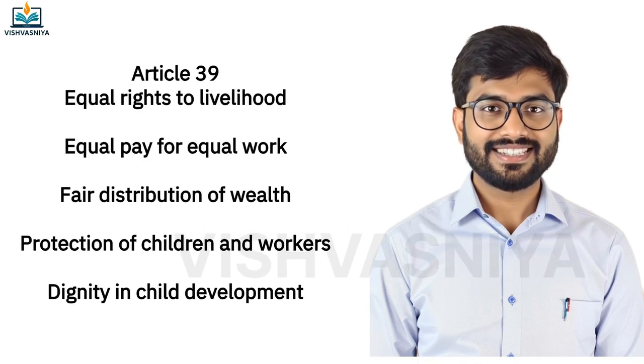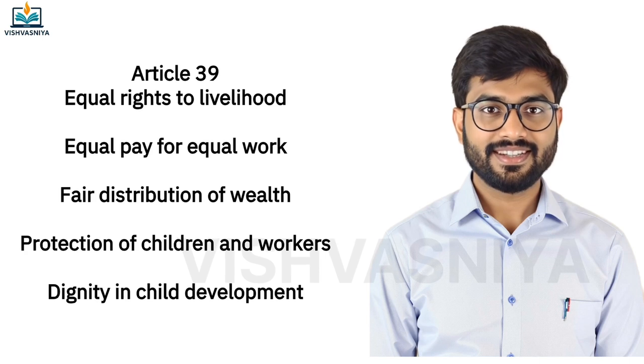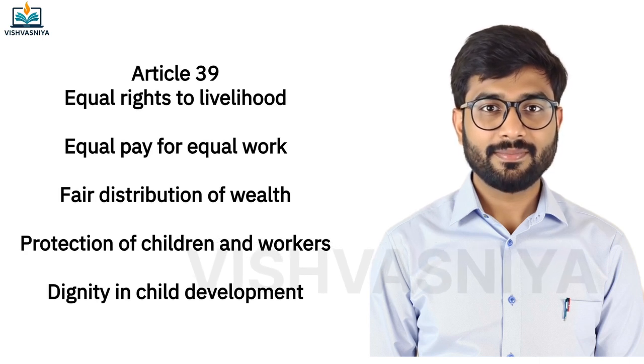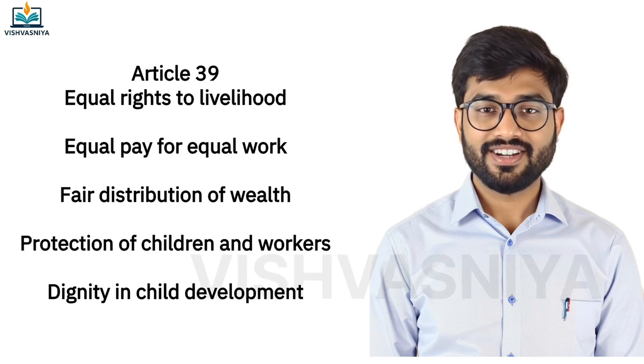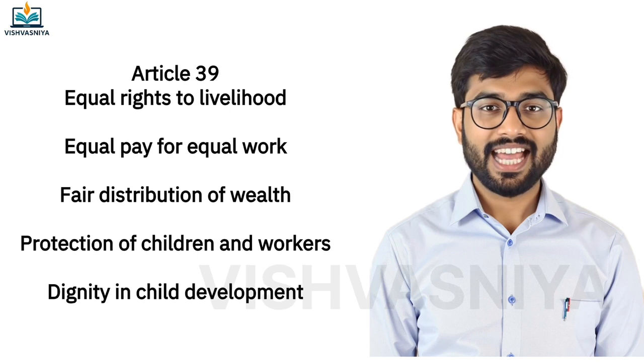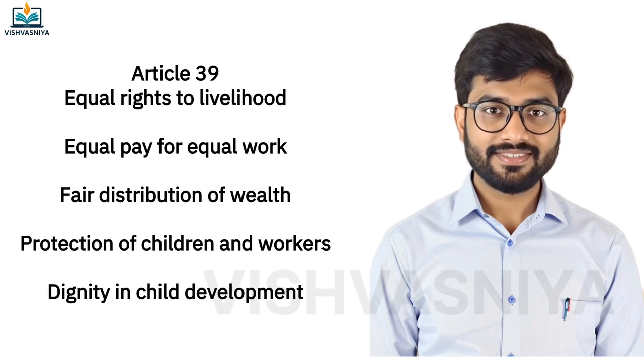Article 39 lays down very specific principles. It talks about equal rights to livelihood, equal pay for equal work, fair distribution of wealth, protection of children and workers, and freedom and dignity in child development.